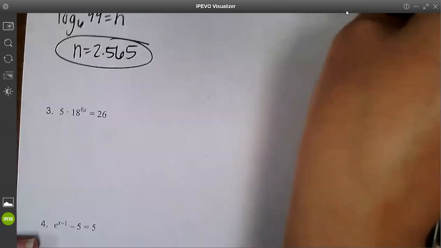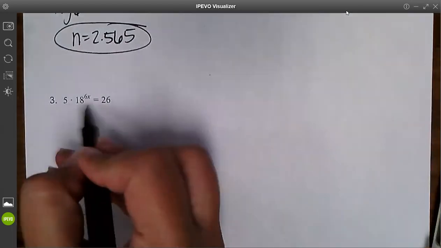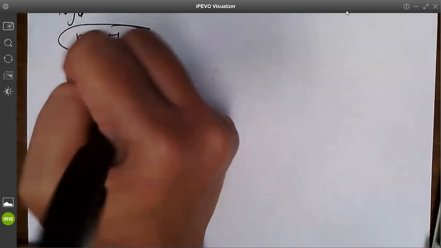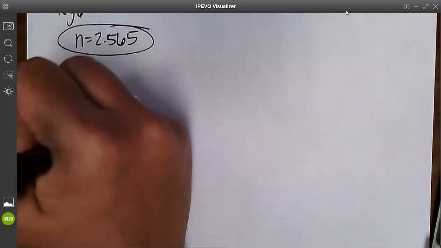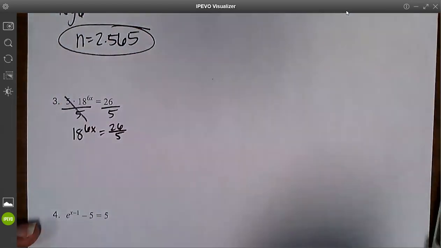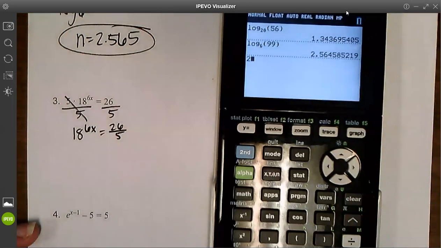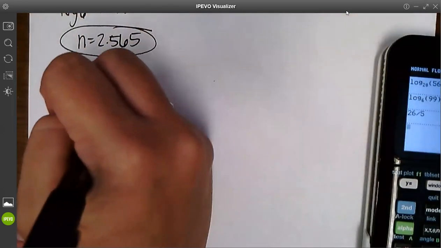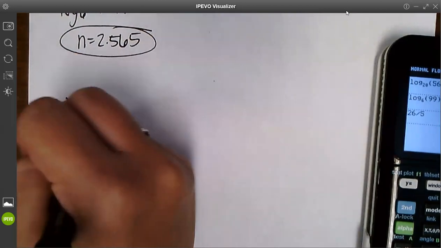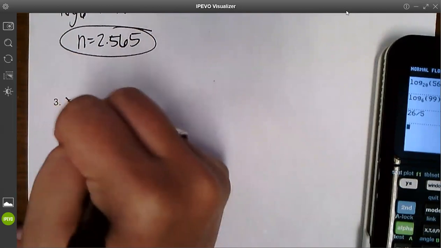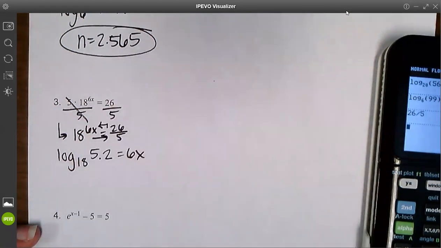The next one, I have this coefficient here, 5 times. Remember, you can't say 5 times 18. You have to divide both sides by 5 first. So you have 18 to the 6x equals 26 fifths. I'm going to leave it like that. You could get the decimal if you wanted, which is 5.2. That's fine. Convert to logarithmic form. Log base 18, I'm going to leave it as a decimal, of 5.2 equals 6x.